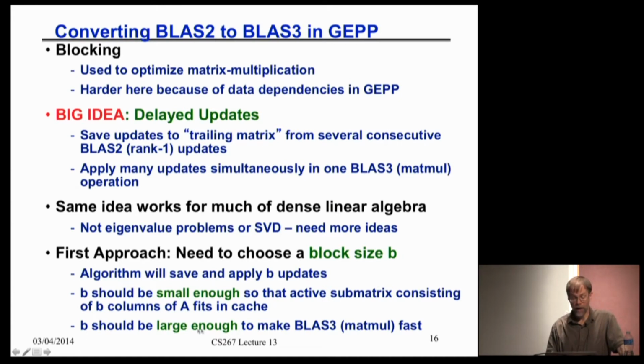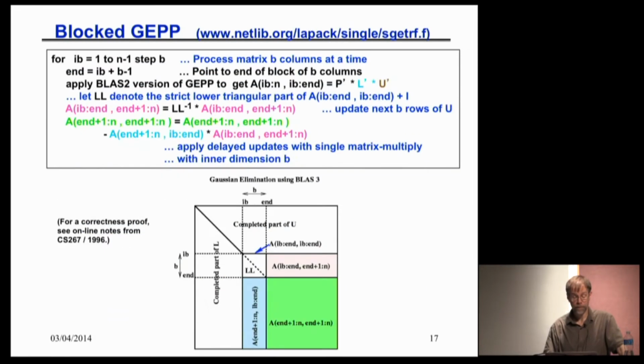And it should be large enough so that when I do a matrix multiply later, it runs fast. But let me show you the code. What I'm going to do is take my matrix and process it B columns at a time. So my outermost loop is going to go from 1 to B plus 1 to 2B plus 1 and so forth. Let's suppose that I've gotten to this point in the algorithm, and I've finished computing all those multipliers. I've finished computing all of those entries of U, and I'm now working just on the trailing submatrix.